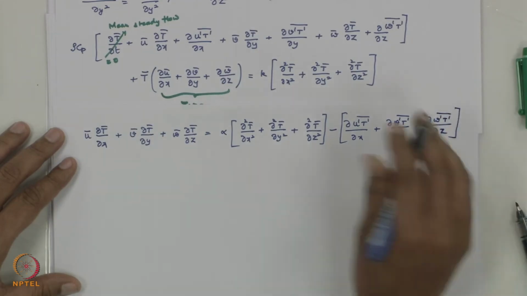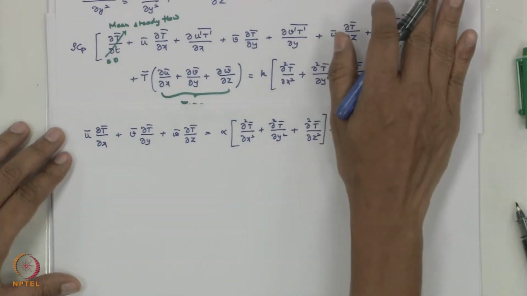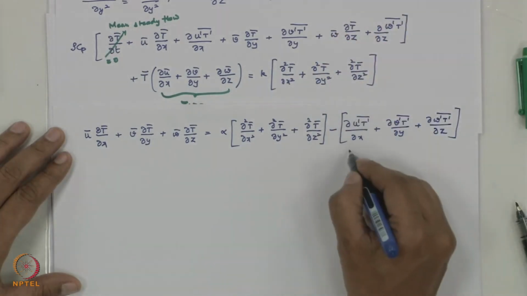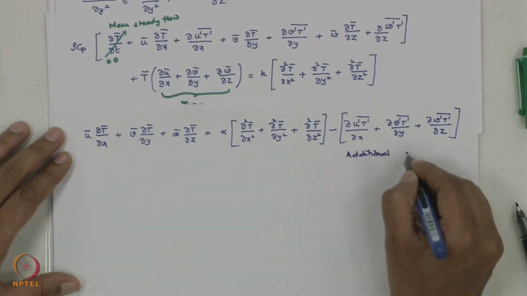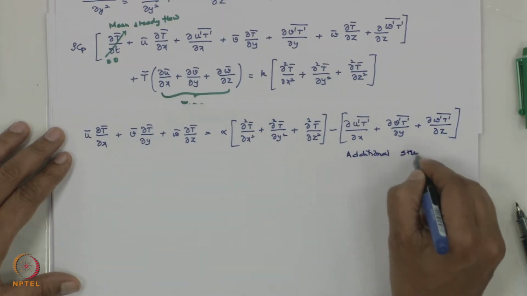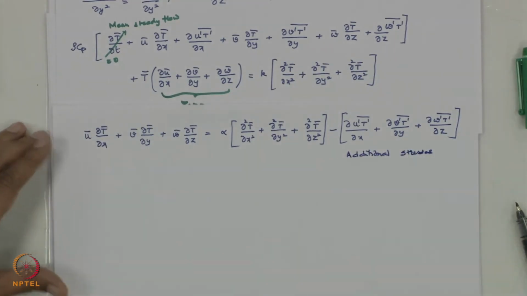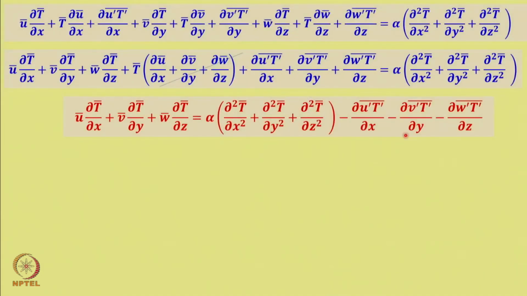You see, these were the terms earlier which were there, but now this is the additional stresses. You can think of additional stresses, like turbulent shear stress. They are going to contribute to additional heat flux. So if I come to the slides here for a minute, this is what I have written. This is the mean term, and this is the fluctuating term.